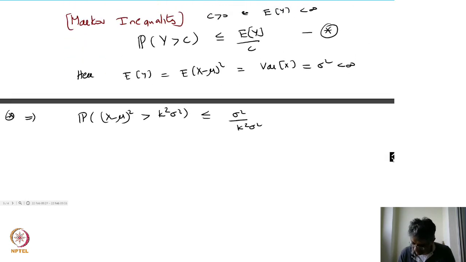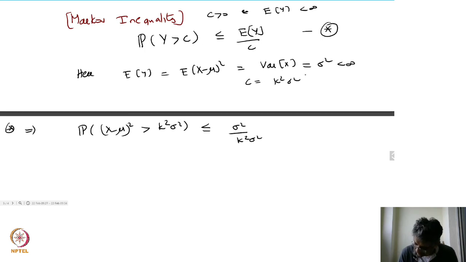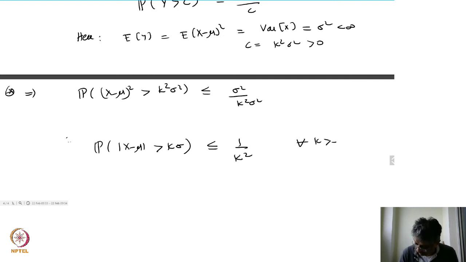So therefore, C is K squared sigma squared, so this is positive. So therefore, what have we shown? We have shown the chance of finding, and this event is the same as this event, X minus mu bigger than K sigma. The chance of finding X, K sigma away from mu is always bounded by, here the sigma cancels off, 1 over K squared for all K positive.